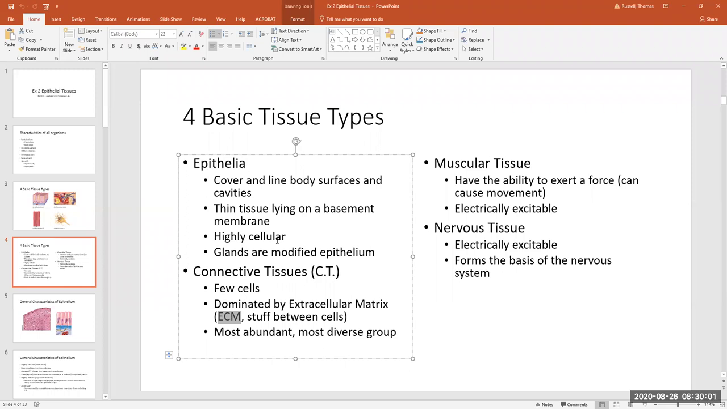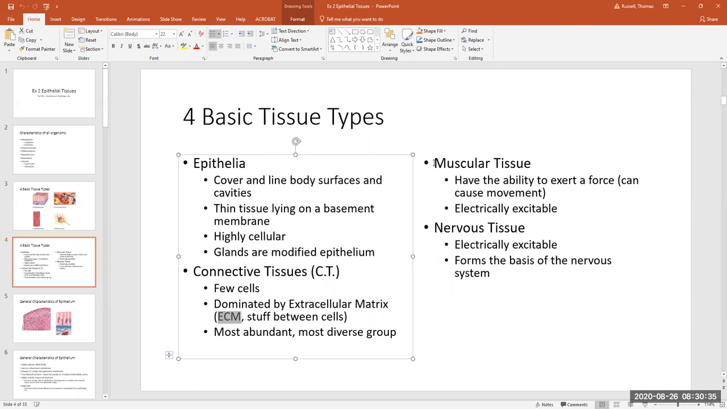Now, connective tissue is the most abundant, most spread out and diverse group of tissues in our body, found everywhere. This is going to be the topic for next week's discussion. There are three basic types of muscle tissue, and they all do exactly the same thing. Muscle tissue exerts force and generates movement by doing these two things. They contract and they relax.